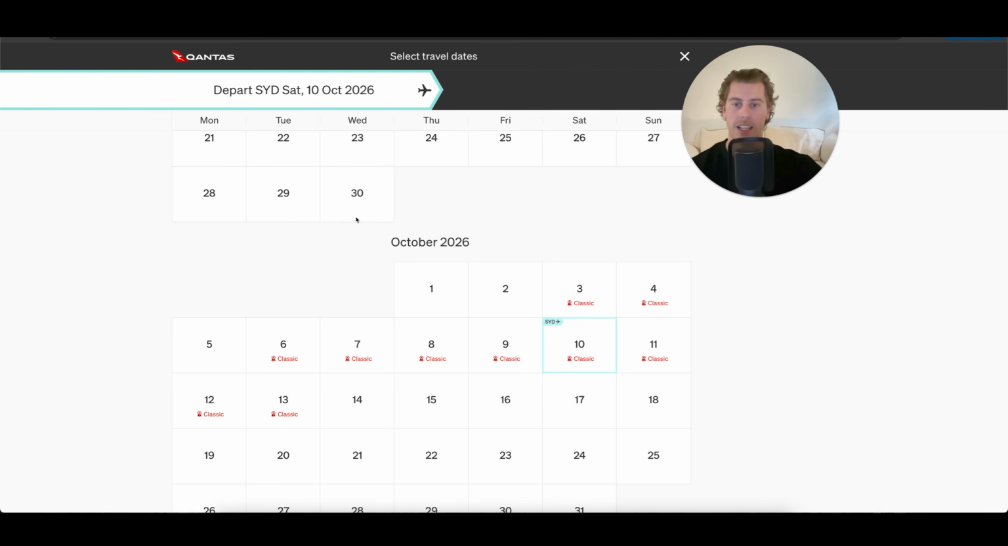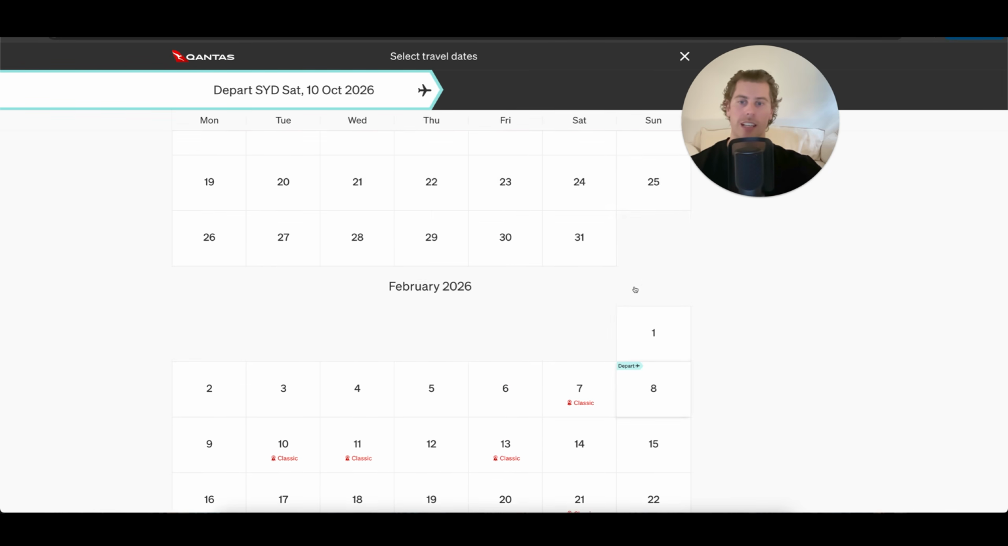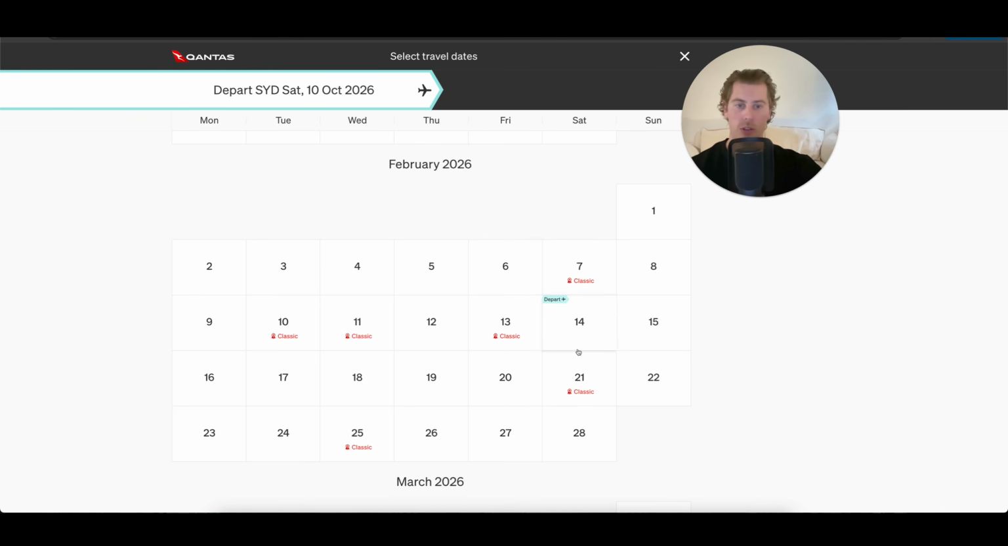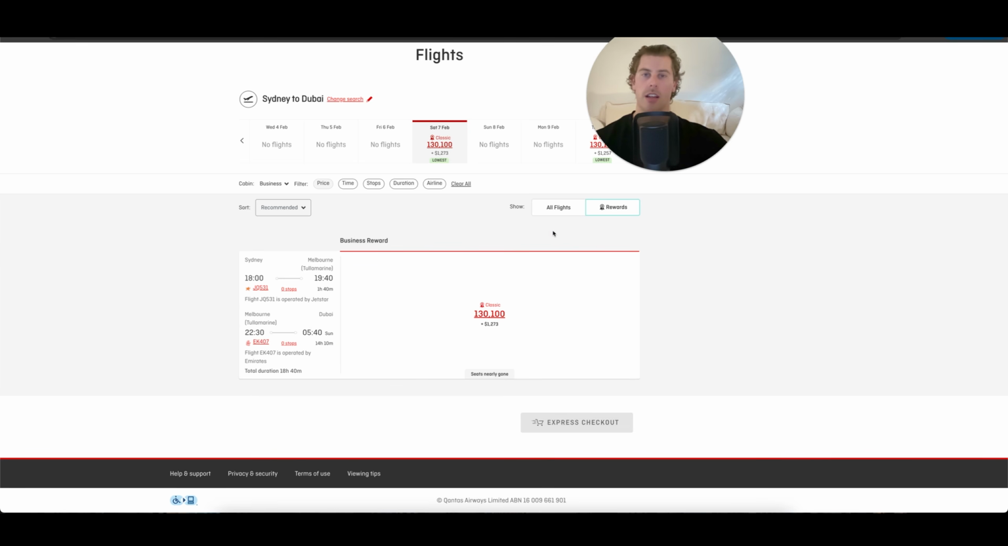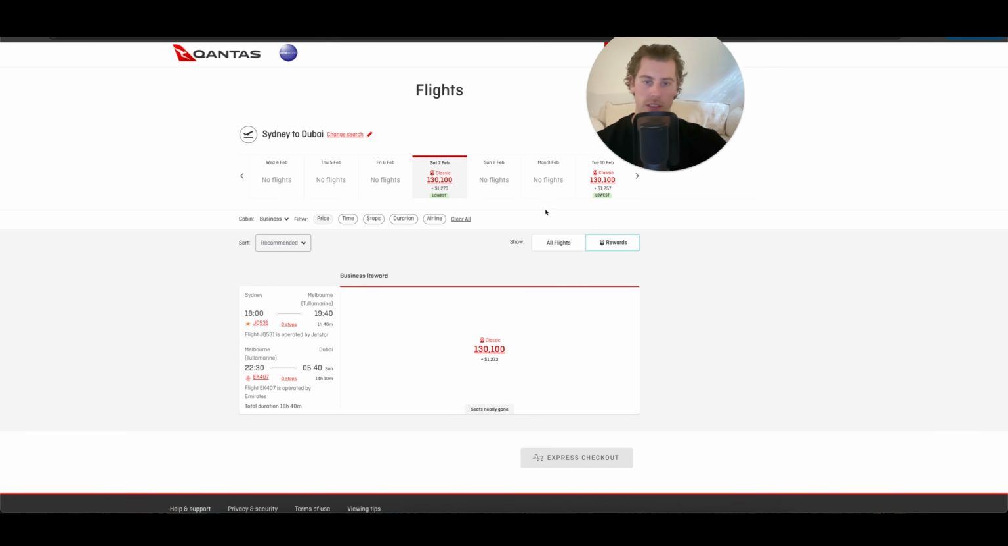So you can see here there's lots in October 2026. For this example, I'm just going to use one in February. Let's click on the 7th of February here. I'm going to zoom out so I can continue. And then from here, click on search. Now this data has loaded here and it's not really an ideal flight. It's a Jetstar flight to Melbourne and then onwards into Dubai.